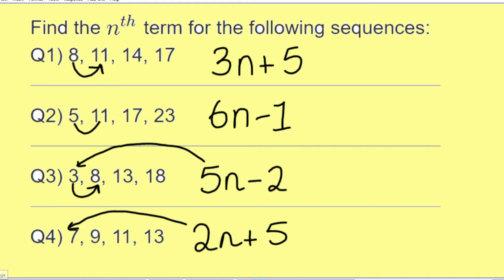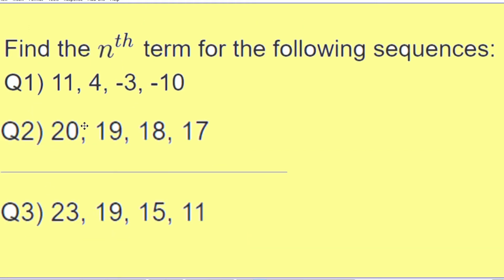Okay, let's look at some more nth terms of the following sequences. These sequences aren't going up, these are going down, so it's a slightly different method. From 11 to 4, that's a difference of minus 7. We're taking away 7 to get from 11 to 4.